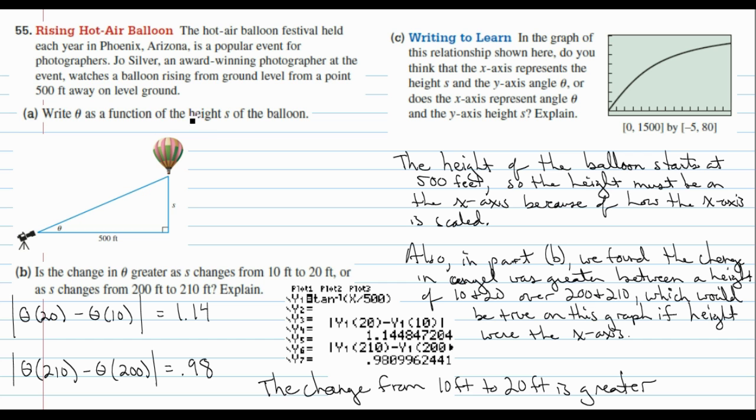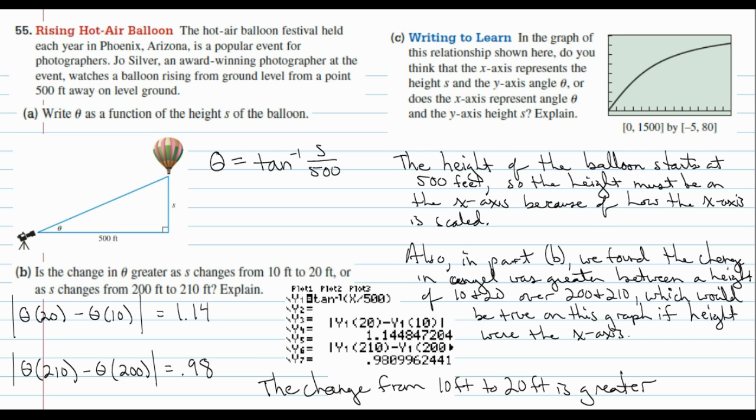So function of the height of the balloon means s has to be in your expression. So theta is going to be, let's see, we know the opposite and the adjacent. So the inverse tangent of s over 500. So the inverse tangent of s over 500 is theta. In other words, the tangent of theta is the opposite over the adjacent.